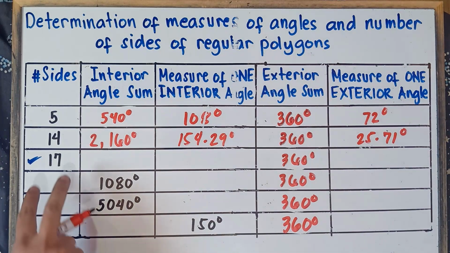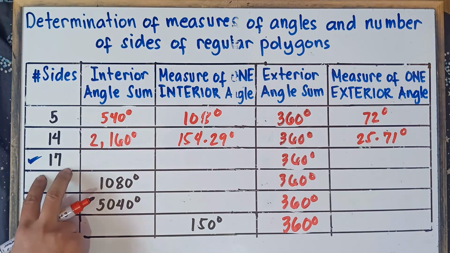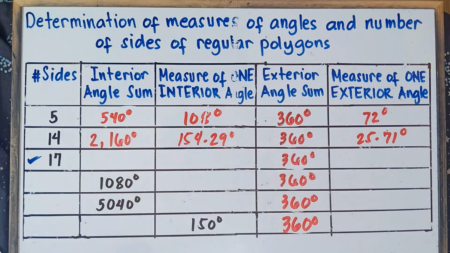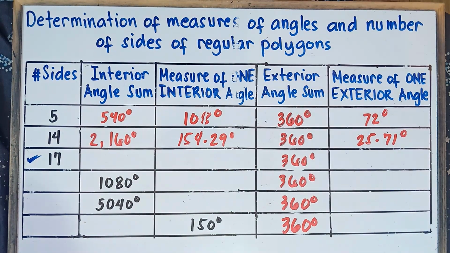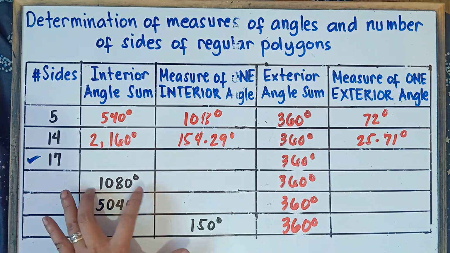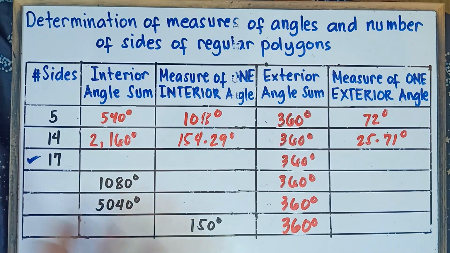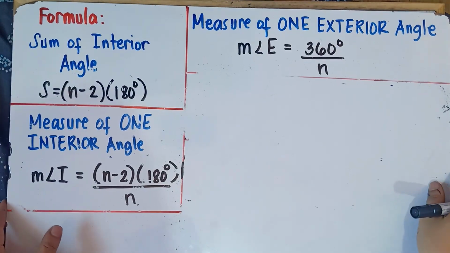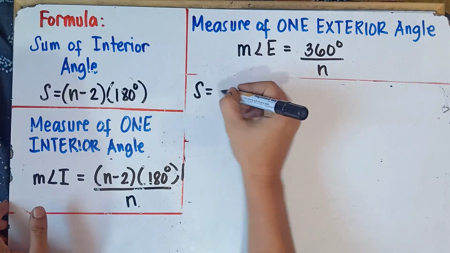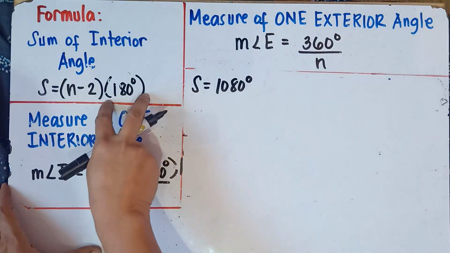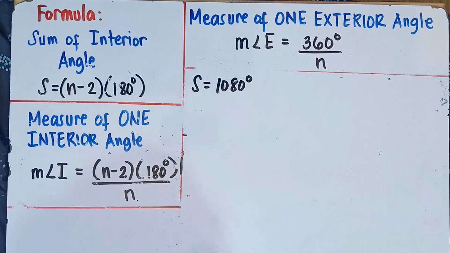So once again, class, you try this one. Number 3, given sides, there will be 17, and then you put your answer in the comment section down below. Alright, so example number 4, our given interior angle sum will be 1080 degrees. Therefore, we need to use the formula in finding the sum of interior angles for us to find the sides. Alright, so let's do that.